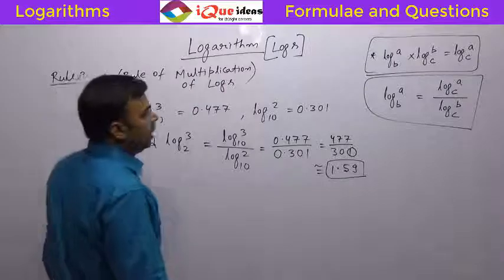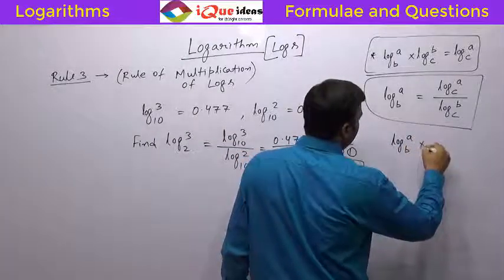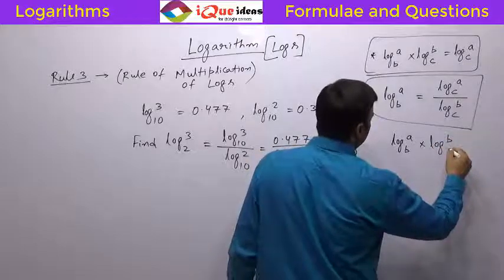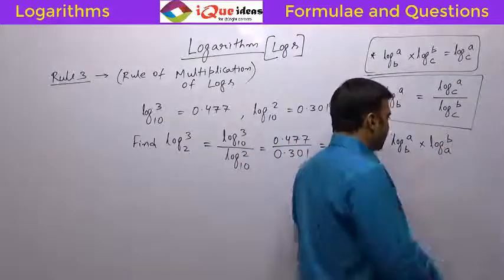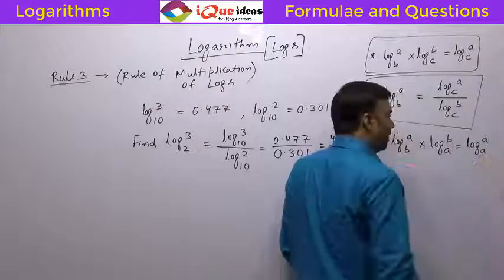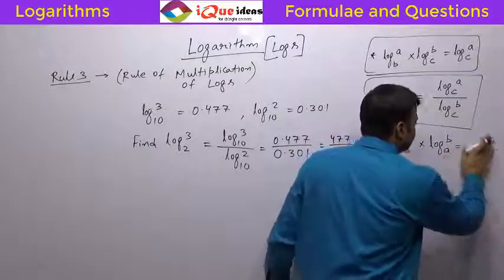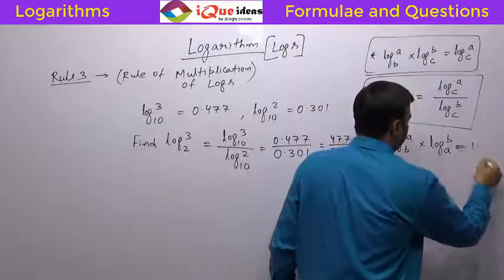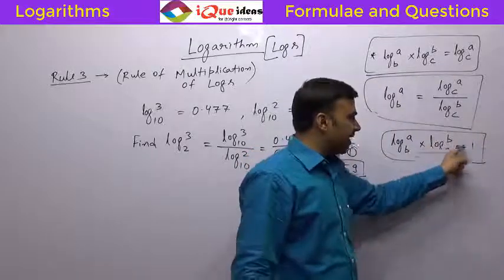Let's go back here. What if I have log a to the base b into log b to the base a? What will happen here? Suppose I take b as the common number and it goes away. What are we left with? We will be left with log a to the base a. Now what is log a to the base a? Log a to the base a is 1. So log a to the base b into log b to the base a is equal to 1.